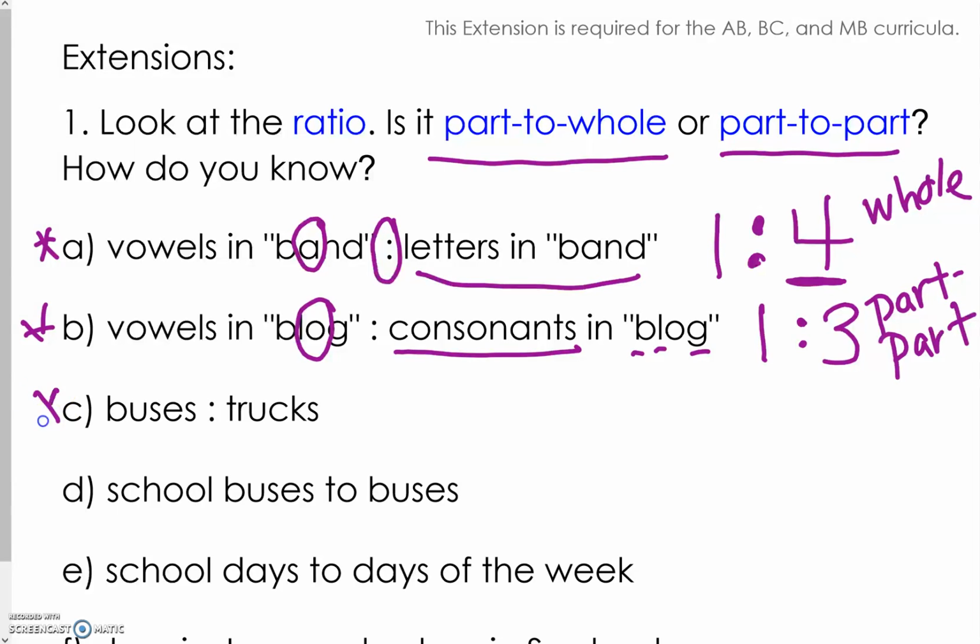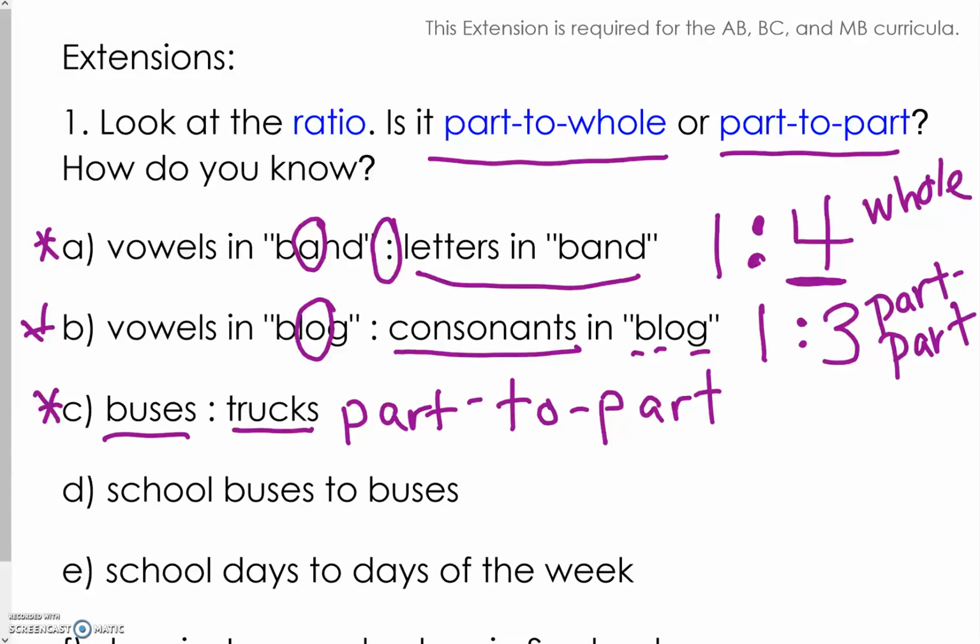Let's try C together. You've been asked to write a ratio that compares buses to trucks in the school parking lot. Is this a part to whole or part to part ratio? Write it down on your whiteboard now. This would be a part to part ratio. It is not asking for the total number of cars in the parking lot, simply the number of buses and the number of trucks.